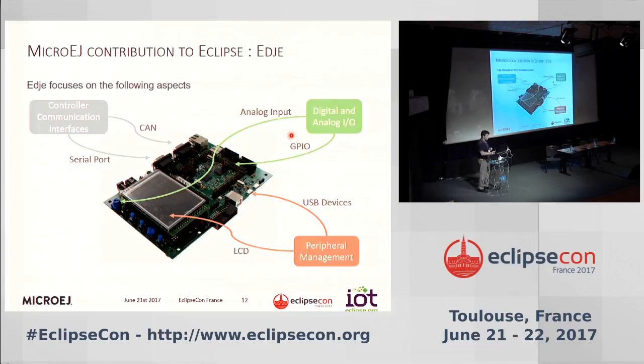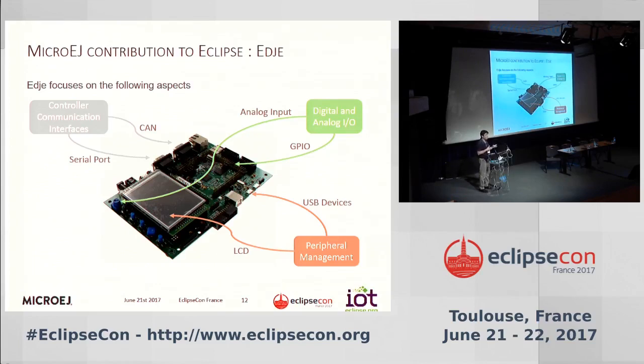We made a contribution last year to Eclipse in the Eclipse Edge project. So Edge and the J is not a typo, it's a hint, right? J is for Java in this case. So we define a Java API for these kind of constrained devices. So what we open source is the API and an implementation of this API for MicroEJ enabled devices.